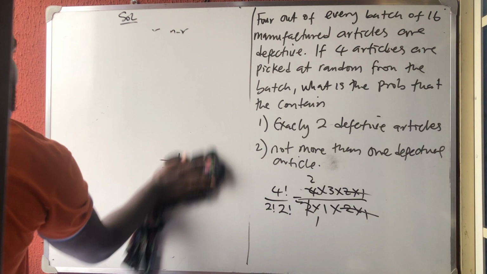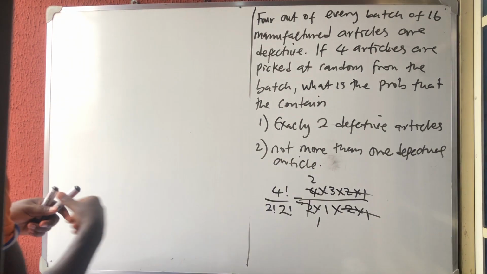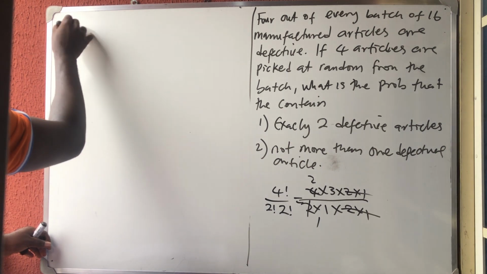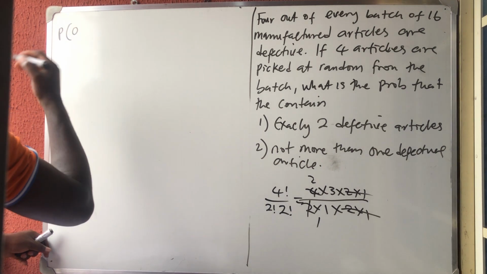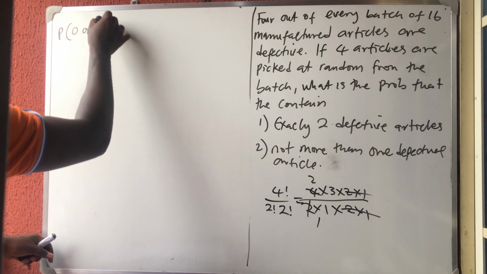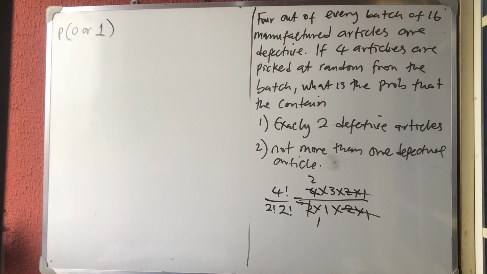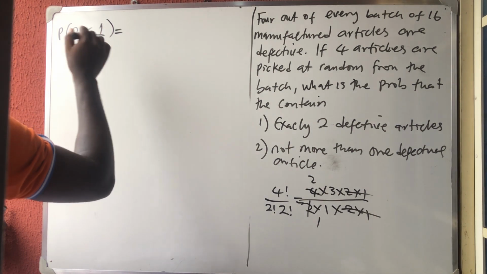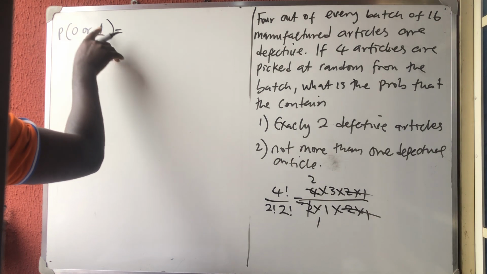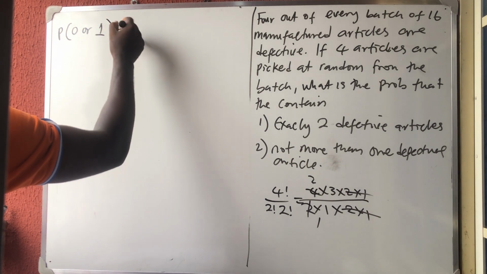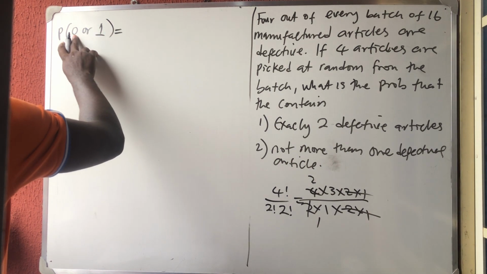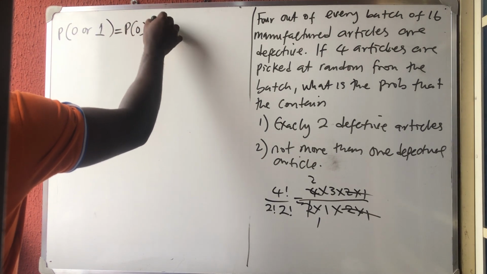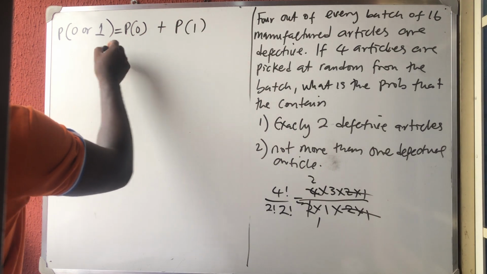Now for the second one, they said not more than 1. Not more than 1 means it's either they can get 0 that are defective, or they will get just 1 that is defective. So it's the probability of 0 or 1. So R is 0 in the first one, and in the second one R is 1. So I can just say it's the probability of 0 plus the probability of 1.